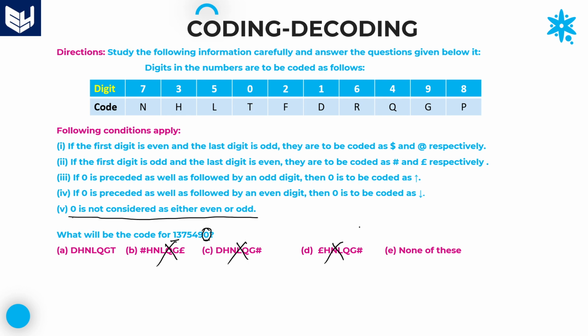Here 1 is equal to D. Next, 3 is equal to H. 7 is equal to N. After that, 5 is equal to L. And next, 4 is equal to Q. Next, 9 is equal to G. And 0 is equal to T. This is the answer.